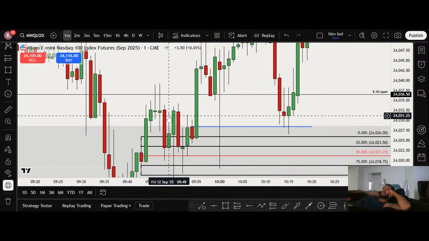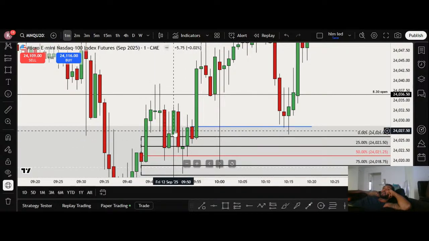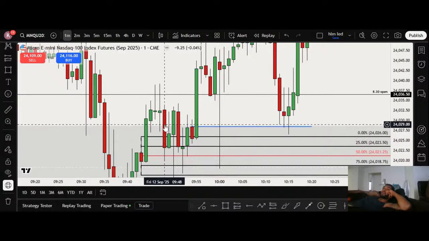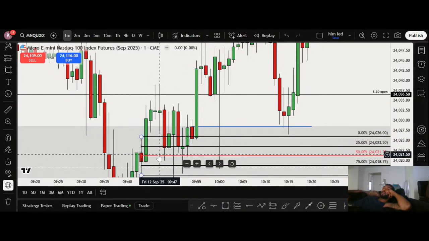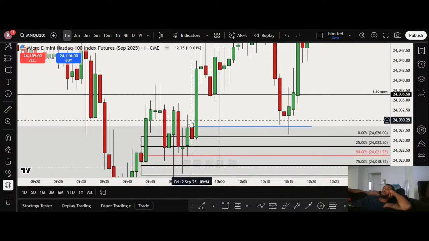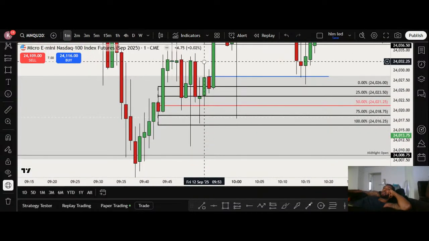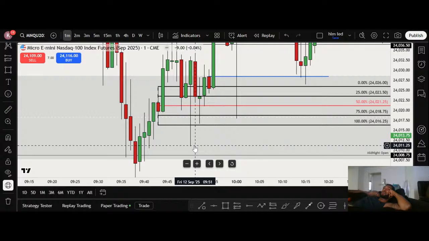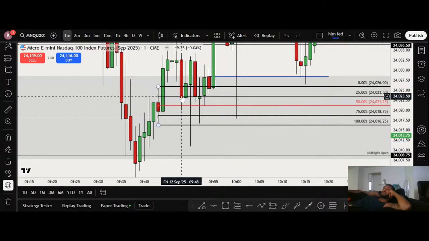So what do we get here? You get 1, 2, 3, 4, 5, 6, 7 minutes of consolidation. You could have entered at any one of these candles. Wicks do the damage, as you can see here, but your body's gonna tell the story.